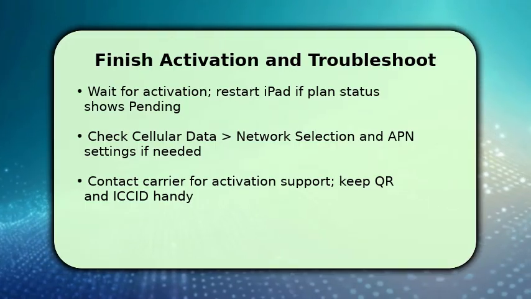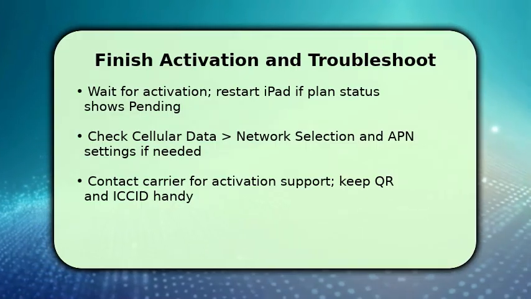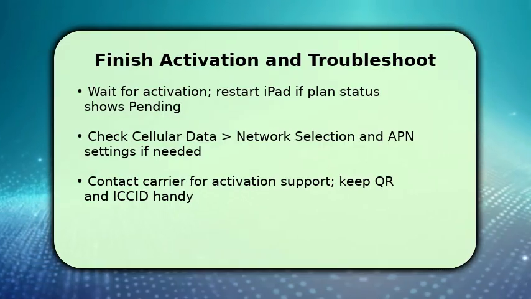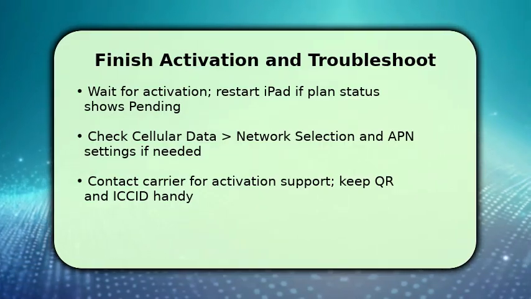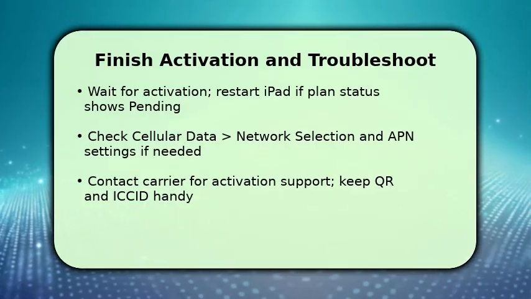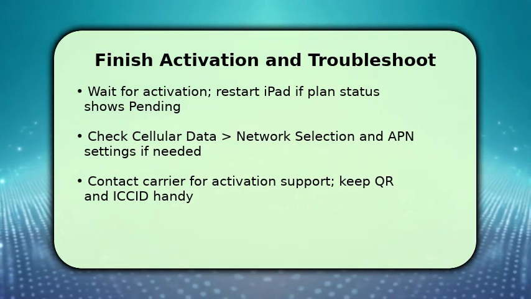If data fails, verify APN or manual settings supplied by your carrier and confirm network selection is automatic. One key troubleshooting tip: if activation remains pending, contact your carrier with the eSIM IXID or QR details so they can complete provisioning on their end.